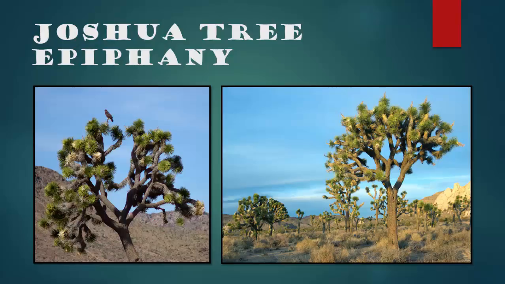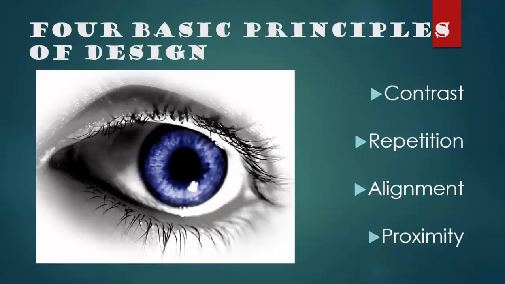The 4 principles that we want to be able to recognize are the following: contrast, repetition, alignment, and proximity. We'll spend the next 4 chapters learning in detail what these different principles look like, how to employ them effectively, and how to recognize them. So that's the content of this chapter.